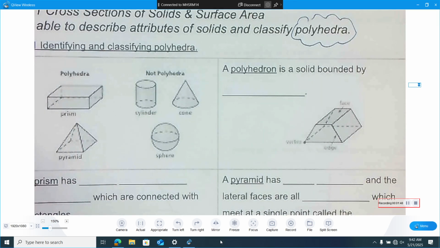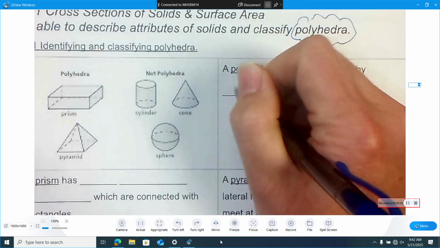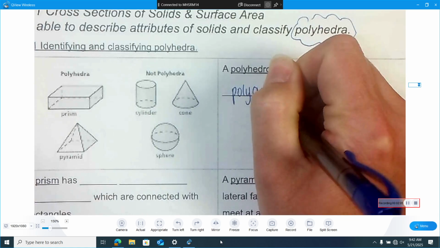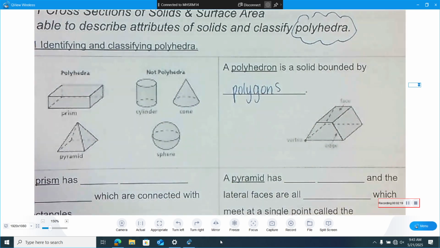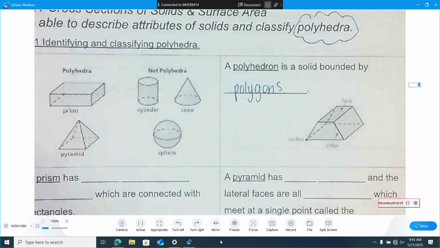So our tissue box is an example of a polyhedra, but all the faces are made of two-dimensional rectangles, okay? So a polyhedra is formed by polygons, like squares, rectangles, triangles, trapezoids, all plane figures. These not polyhedra shapes, they're rounded. They've got circles involved, okay? And a circle is not a polygon because of its rounded edges, okay?